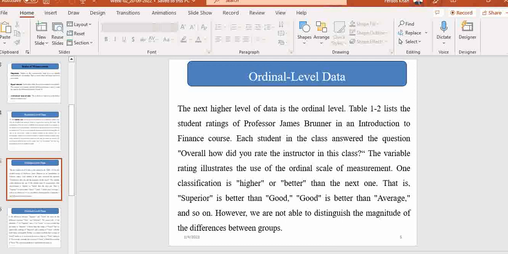The next higher level of data is the ordinal level.